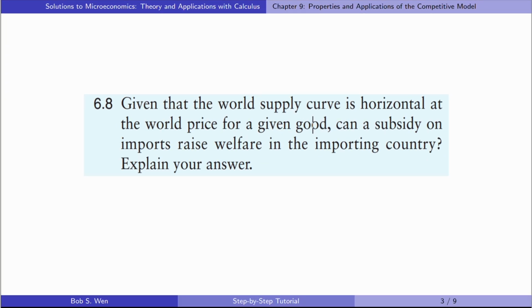Let's solve exercise 6.8. Given that the world supply curve is horizontal at the world price for a given good, can a subsidy on imports raise welfare in the importing country? Explain your answer.